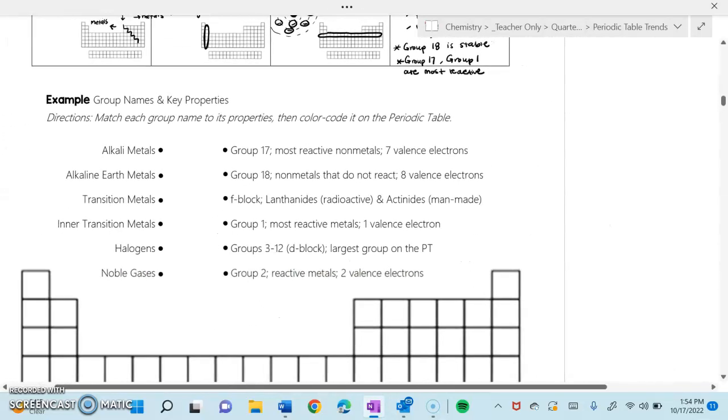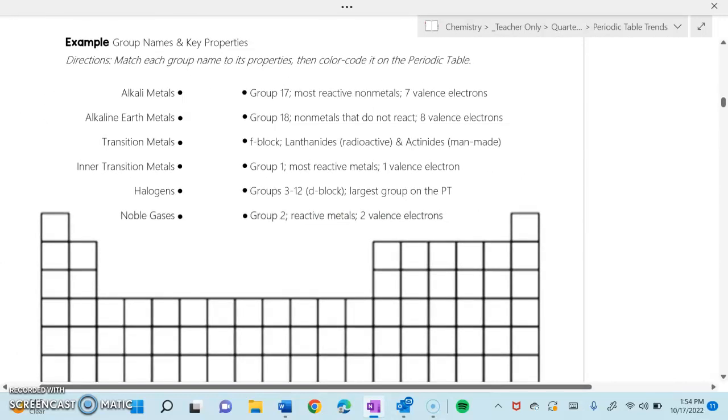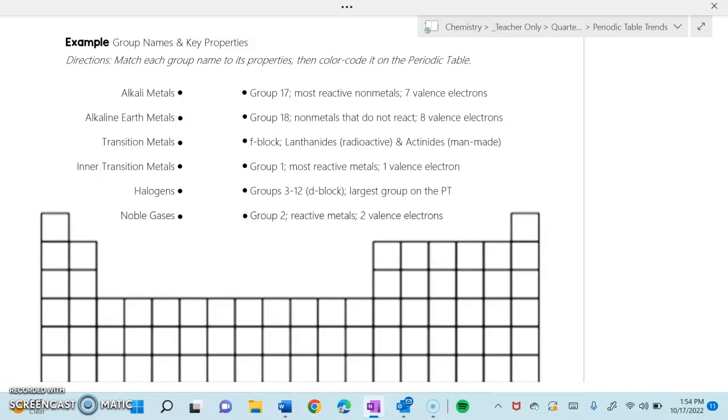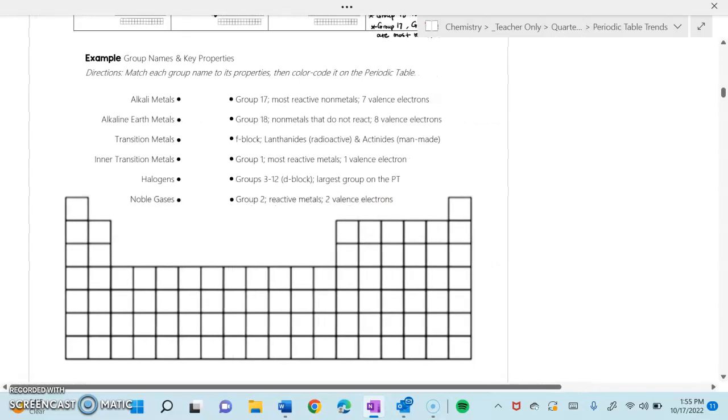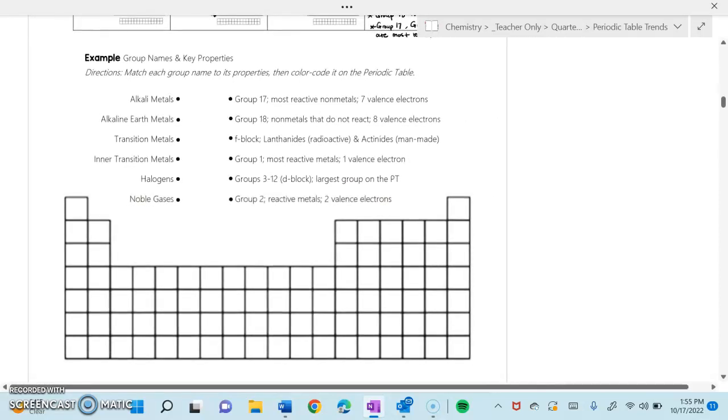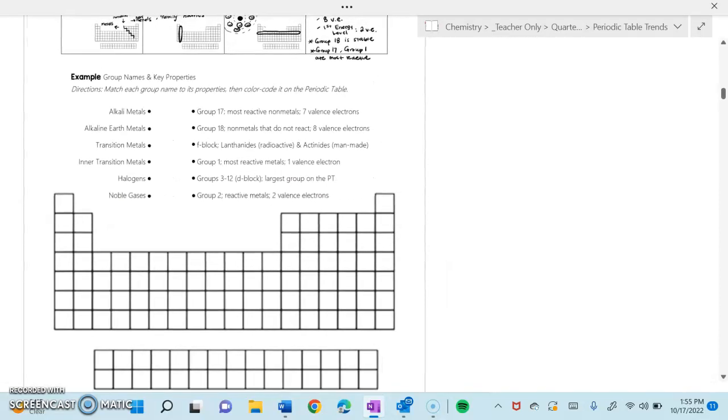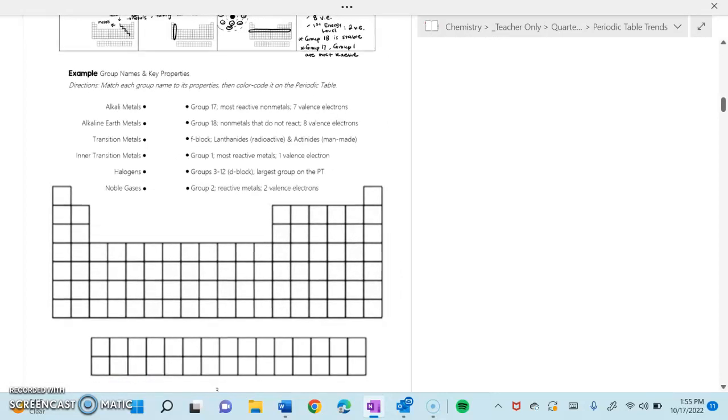Down in the example, you'll find a list of our group names and some properties. Let's recap what we've discussed so far. I've mentioned all of these names except for our transition and inner transition metals during our notes so far. So let's go back and recap them, and then we'll color code them in the periodic table provided. So if you want to grab some highlighters or colored pencils, I'm going to highlight each of these groups. You can do that with me.